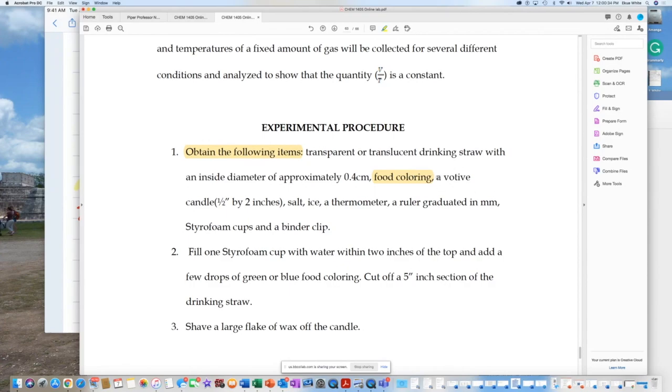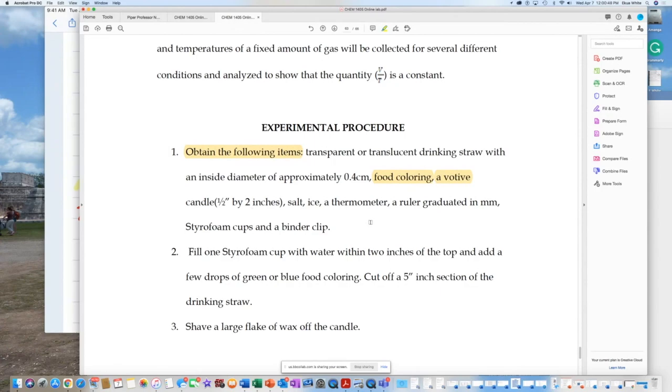And then here they talk about a votive candle. I did not use the candle. We tried the candle one time, me and my coworker, another professor, and we struggled to get the plug. So then we came up with an alternative. Actually, somebody else did, which is to use gum.